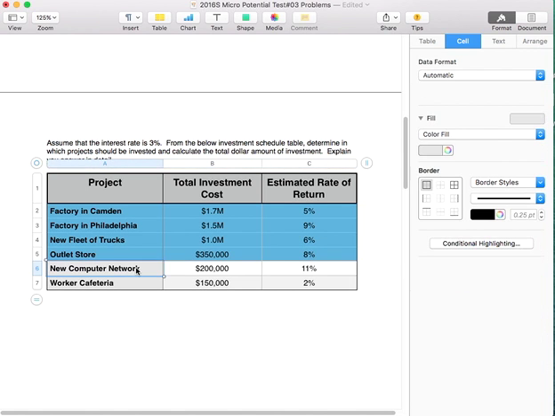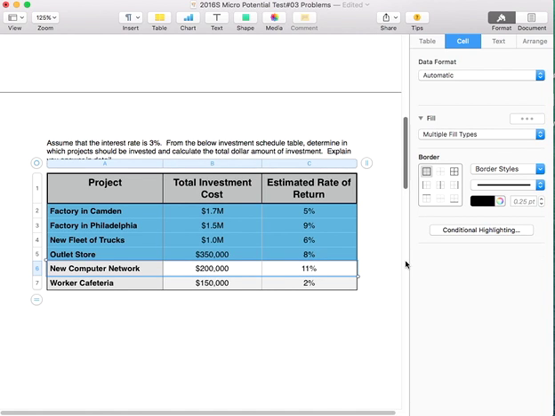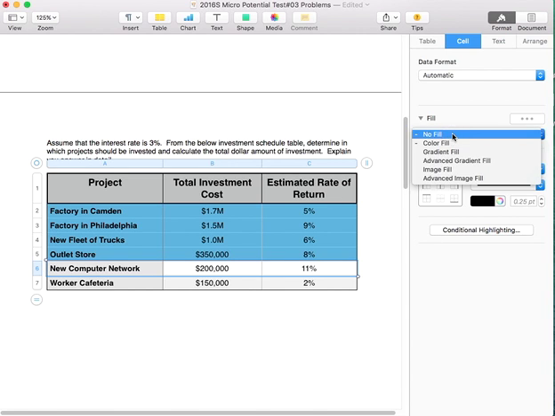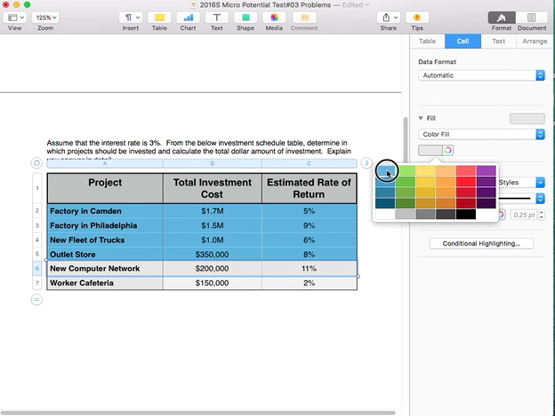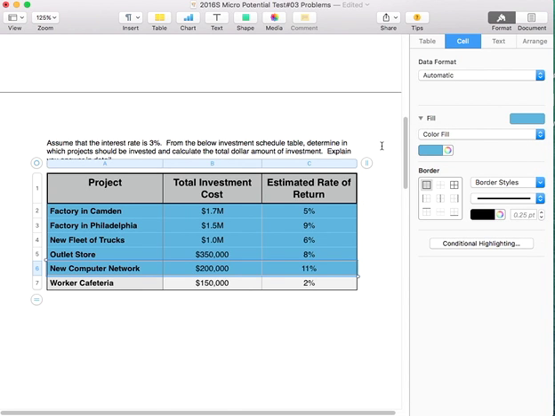Our computer network has an estimated rate of return of 11%. Since the estimated rate of return is greater than the 3% interest rate we're going to pay, we will also invest in that particular investment, or we will build that, or invest in the new computer network.